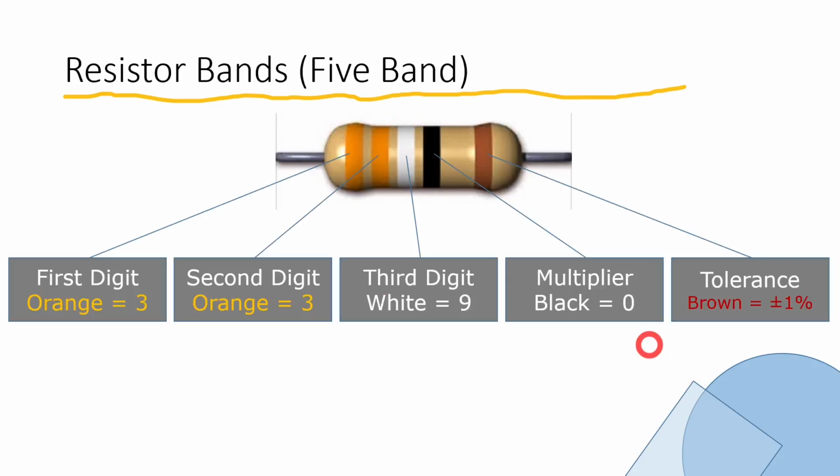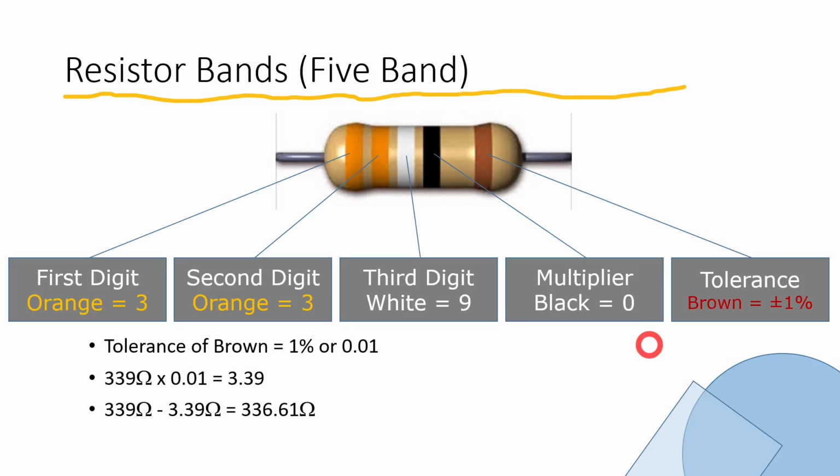Okay, so here on our tolerance band we have a brown stripe, so it's plus or minus 1%, and 1% is also 0.01 in decimal form. So we're going to take our 339 ohms times 0.01, and that gets us 3.39 ohms. And of course, that's plus or minus, so we're going to have to subtract it and add it.